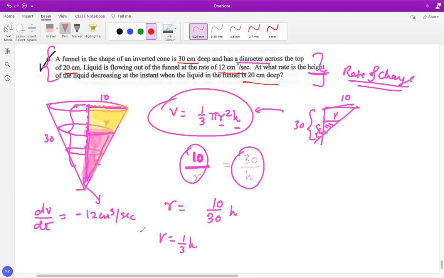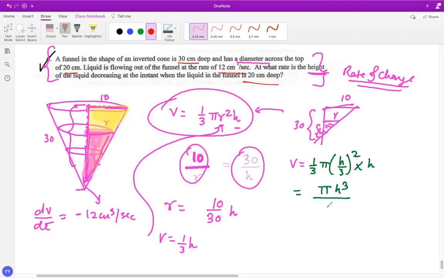Now I'm just going to write down this formula purely in terms of height. So I'm just going to replace the radius with 1/3 of height. So volume is 1/3 pi times (h over 3) the whole square times h. And if you simplify this, it is pi h cubed over 27.